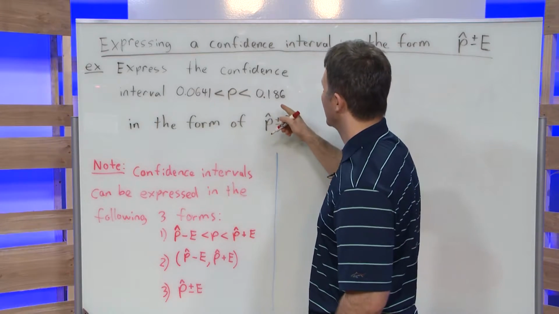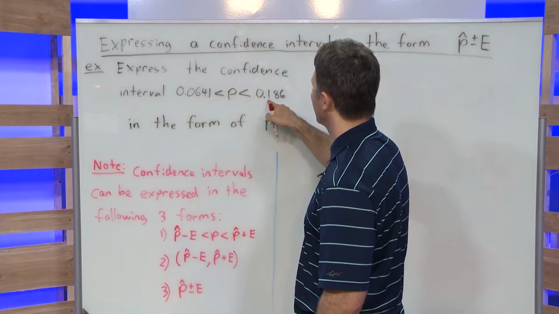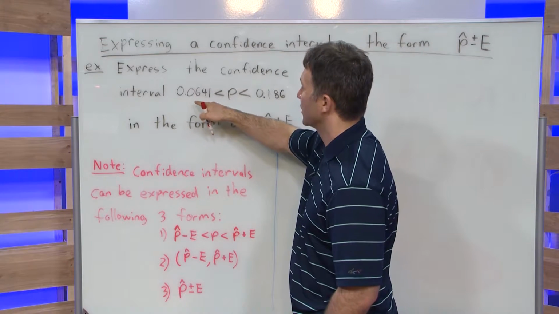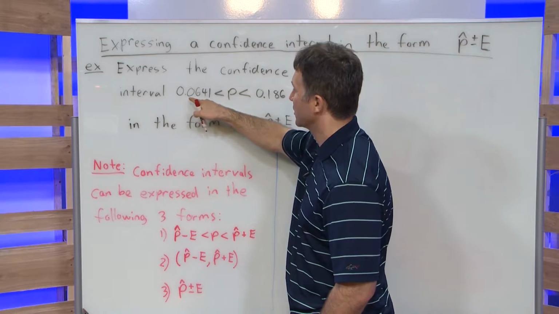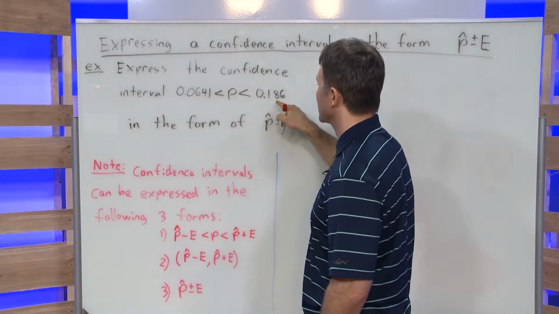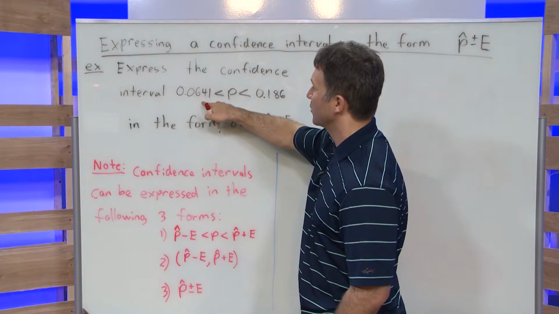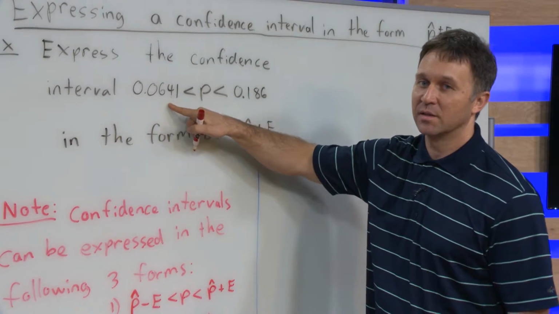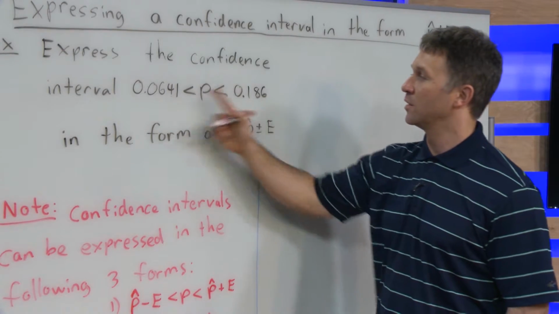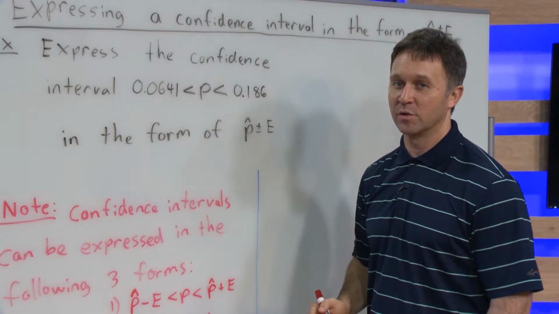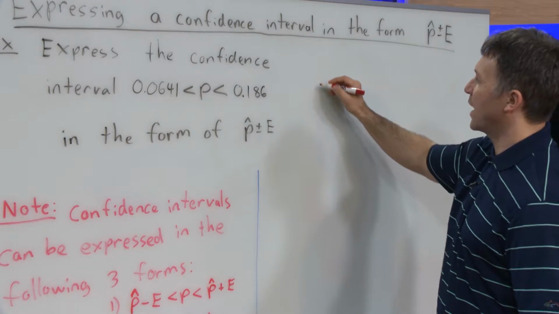Okay, so here's the upper limit, the 0.186, and there's the lower limit, the 0.0641. Now this upper limit was found from p hat plus e, and the lower limit was found from p hat minus e. And p hat itself would have been right in the middle of those two values. So to find p hat, we're going to go like this.